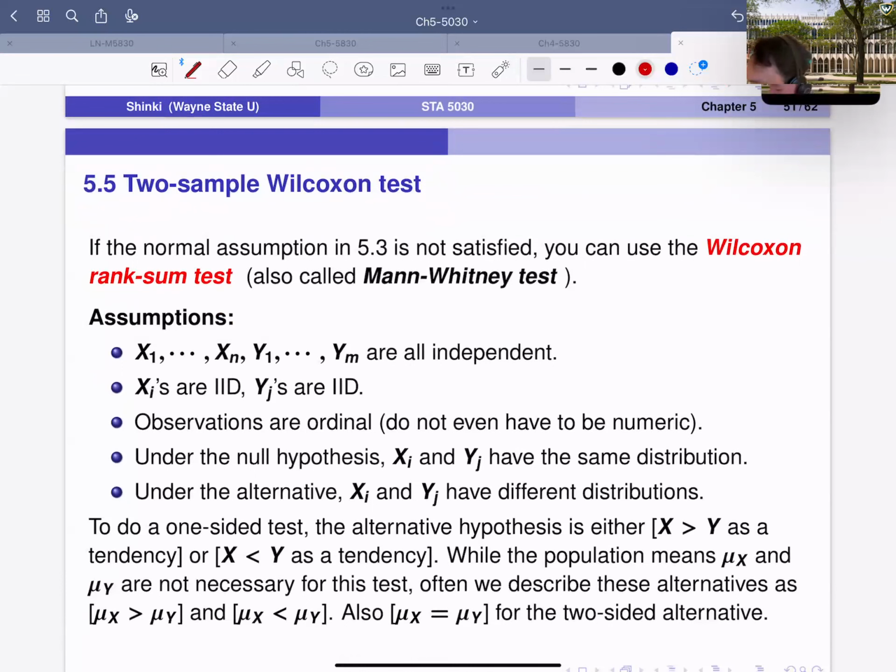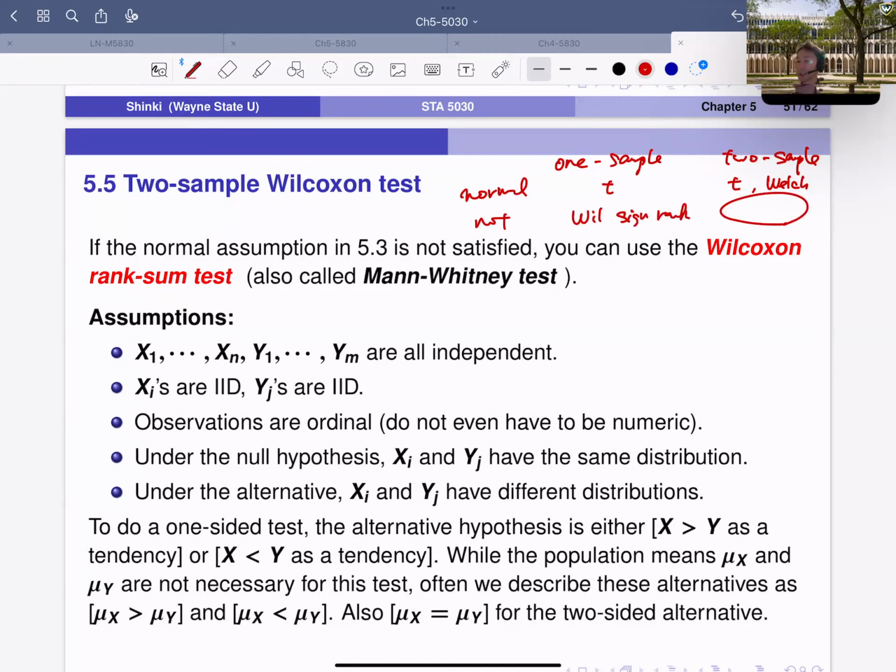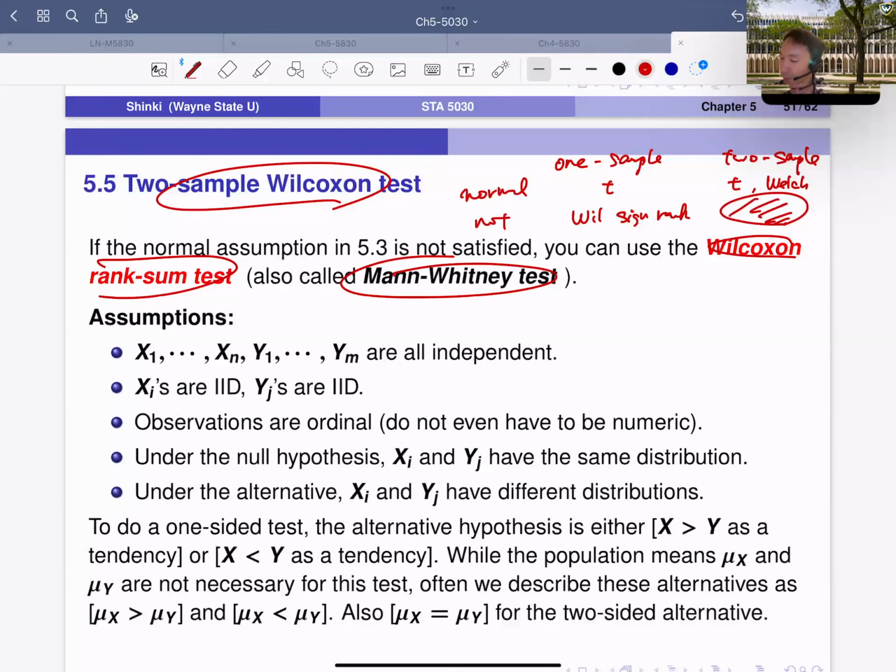So we have one sample and two sample, the normal case and the non-normal case. And we have the one sample t-test, two sample t-test, there is also Welch's t-test, and the Wilcoxon signed rank test. And now we study the Wilcoxon two sample test. That is called the Wilcoxon rank sum test or Mann-Whitney test. So we are studying that here.